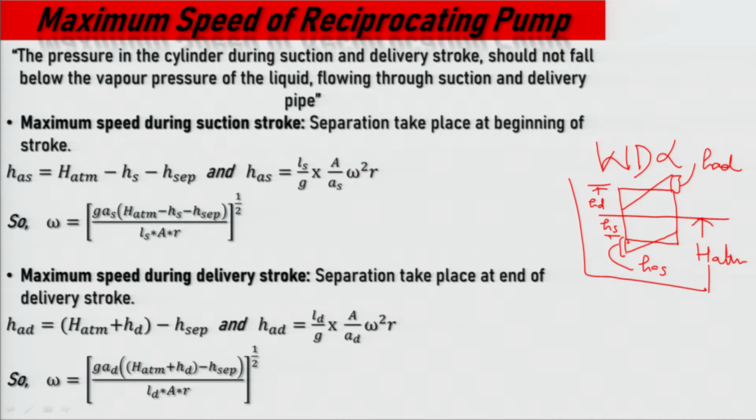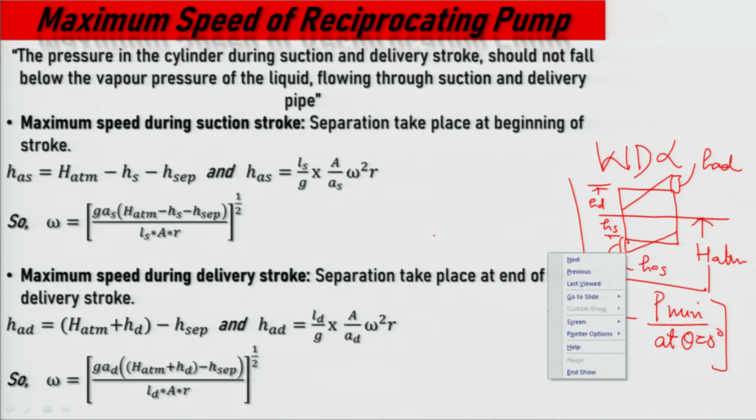So, where are the chances of cavitation? Where the pressure is minimum, P minimum. At which point? At theta equal to 0, at the beginning of the suction stroke, P minimum occurs. So there, the chances of cavitation are at this point only, because the pressure is minimal at the suction.